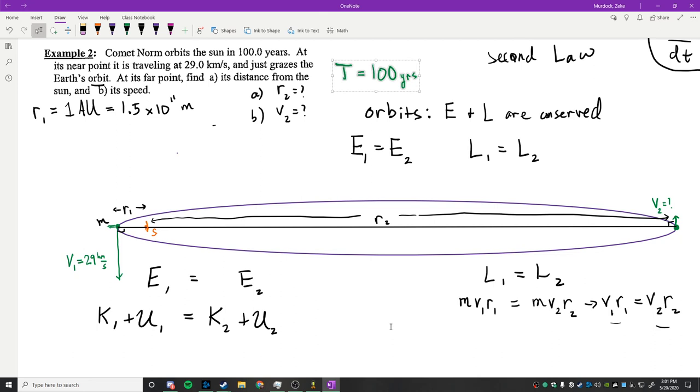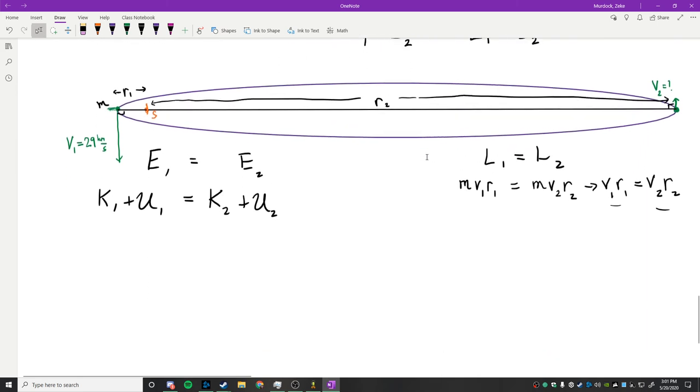Yep, that's exactly right. Which Kepler's law? It's the third law, right? If we know the period, we also know, so let's not use this equation, although we absolutely could. It's another way to do it. But since we know what the period is, and we know the period squared is related to the semi-major axis cubed, we could find the semi-major axis, right?